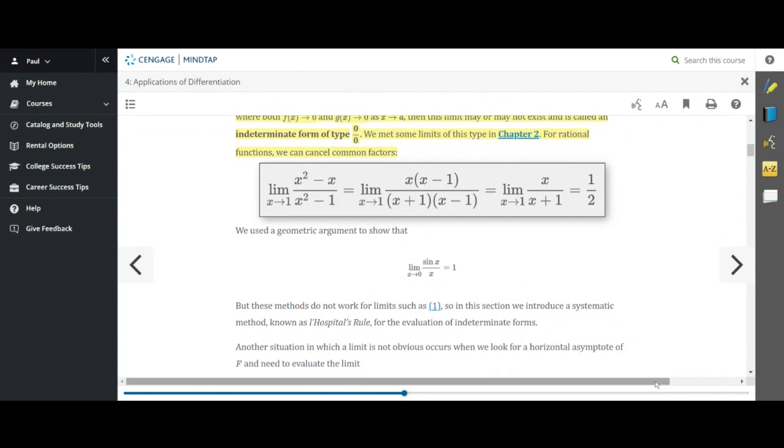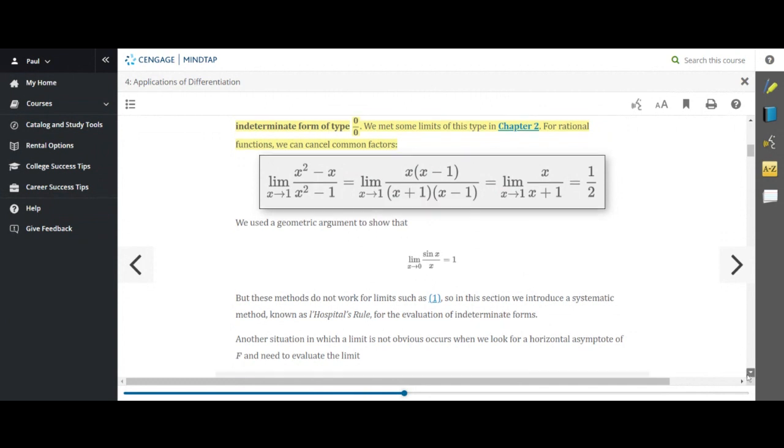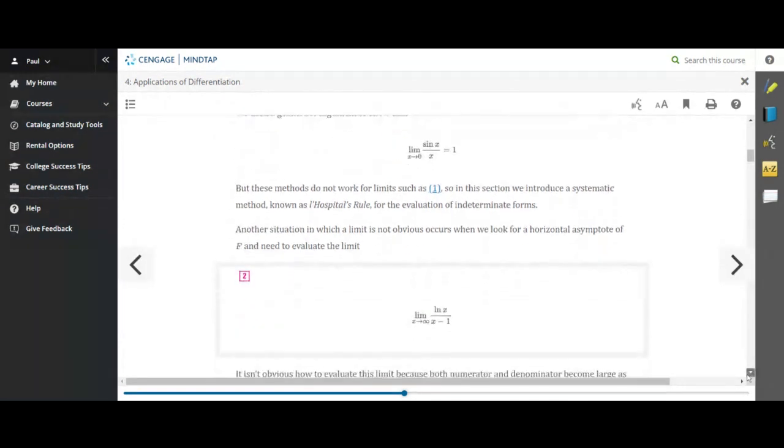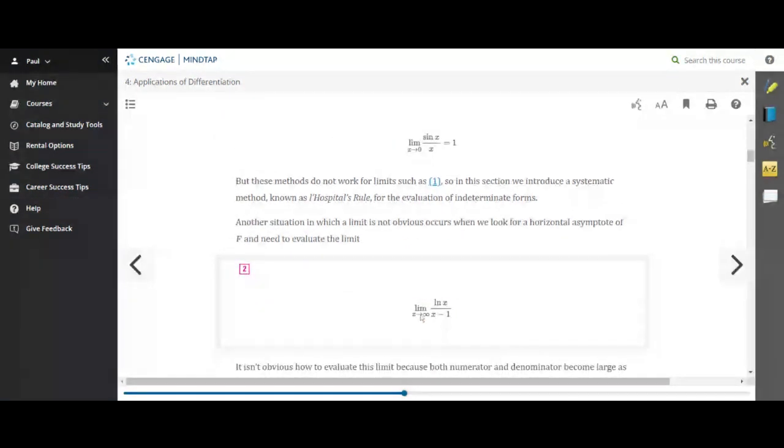But that works if you have a nice factoring situation. But if you're trying to find this limit here, you can't do any factoring. So what we need is a rule that will help us.